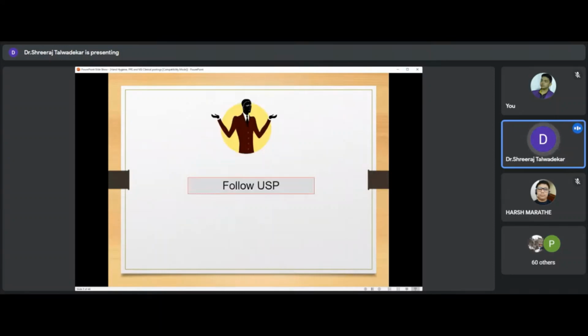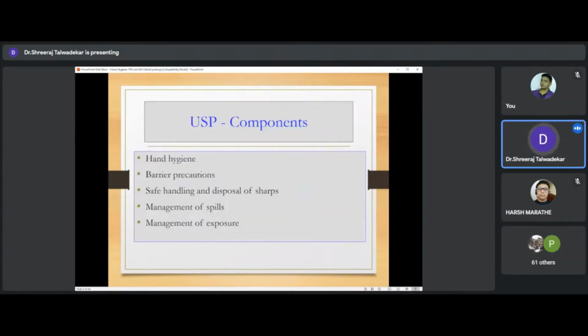So what do we do for it? You have to follow universal safety precautions. What do we mean by universal safety precautions? These are mainly against the blood-borne pathogens. That is, to name a few, HIV, hepatitis B virus, hepatitis C virus, and other such blood-borne pathogens. They are present mainly in the blood and the body fluid. So there is a concept of universal safety precaution, and there is a concept of standard precautions which extend beyond the blood-borne pathogens.